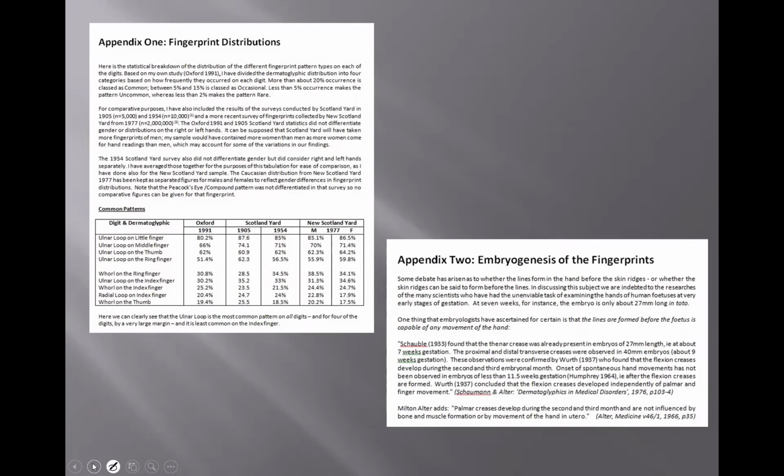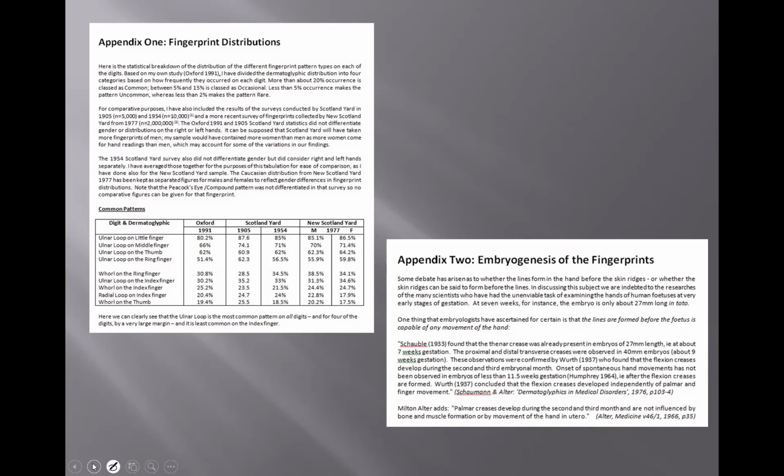The second appendix talks about the embryogenesis of the fingerprints, and how and when they form in the womb. Most people are not aware that the fingerprint patterns form between the 12th and the 16th week of gestation, so really quite early on in fetal development, and they remain unchanged from that time until the day you die.